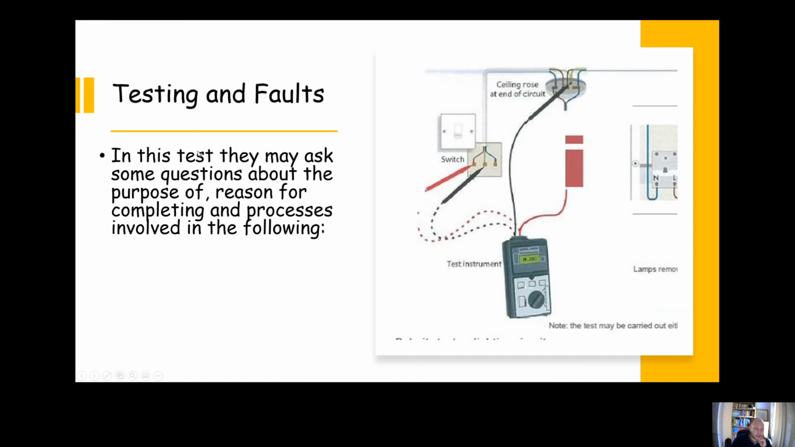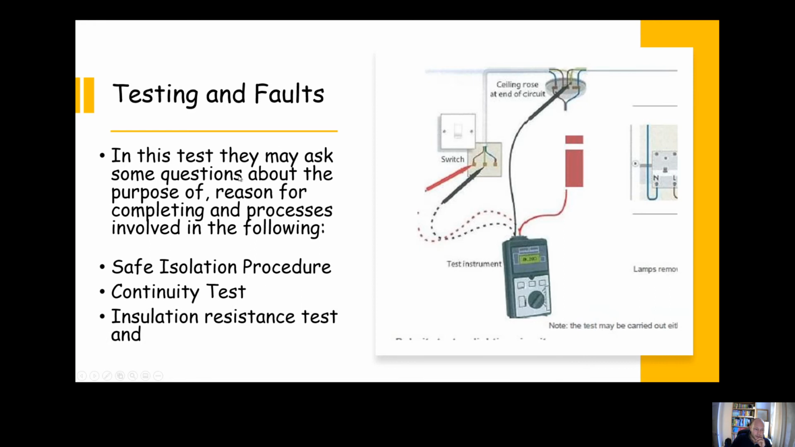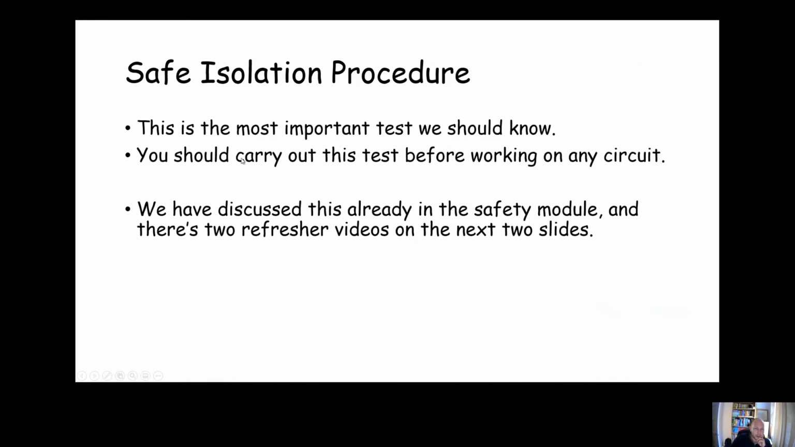So in this test, they're going to ask some questions about the purpose of and reason for completing certain types of tests: safe isolation procedure, continuity test, insulation resistance test, and the polarity test. So we've already touched on safe isolation in our last module, in our safety module, and it's one of the most important tests we need to know about. There's going to be quite a few questions around this in this test, okay?